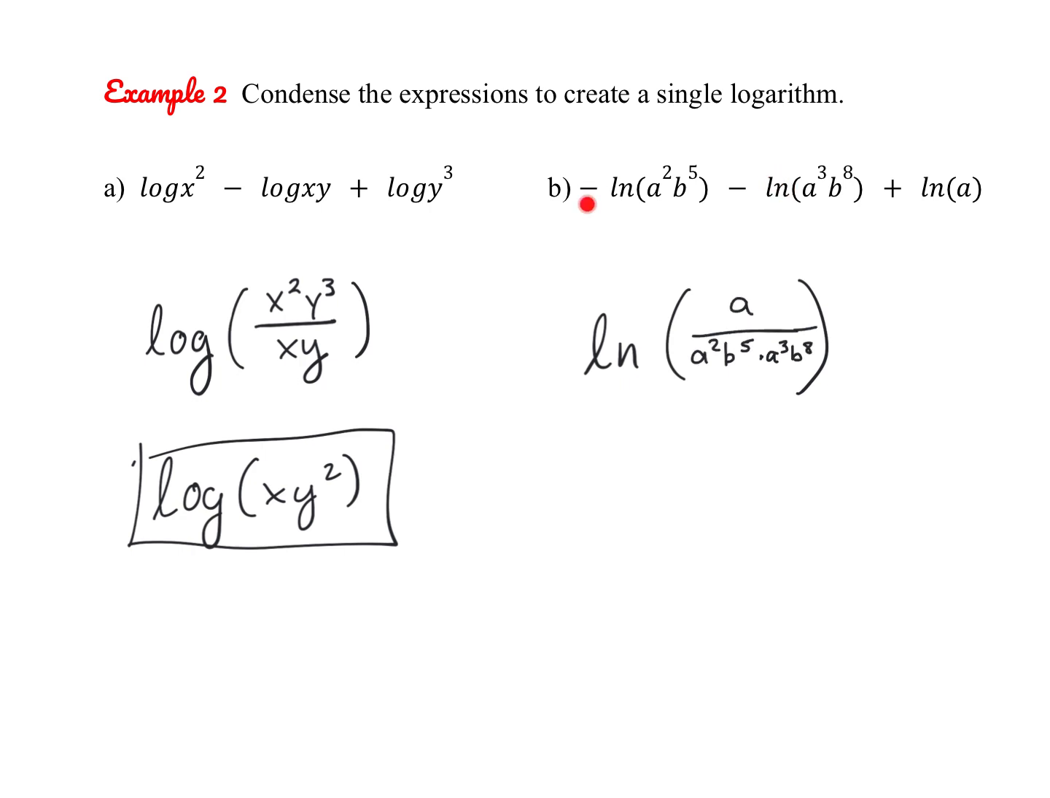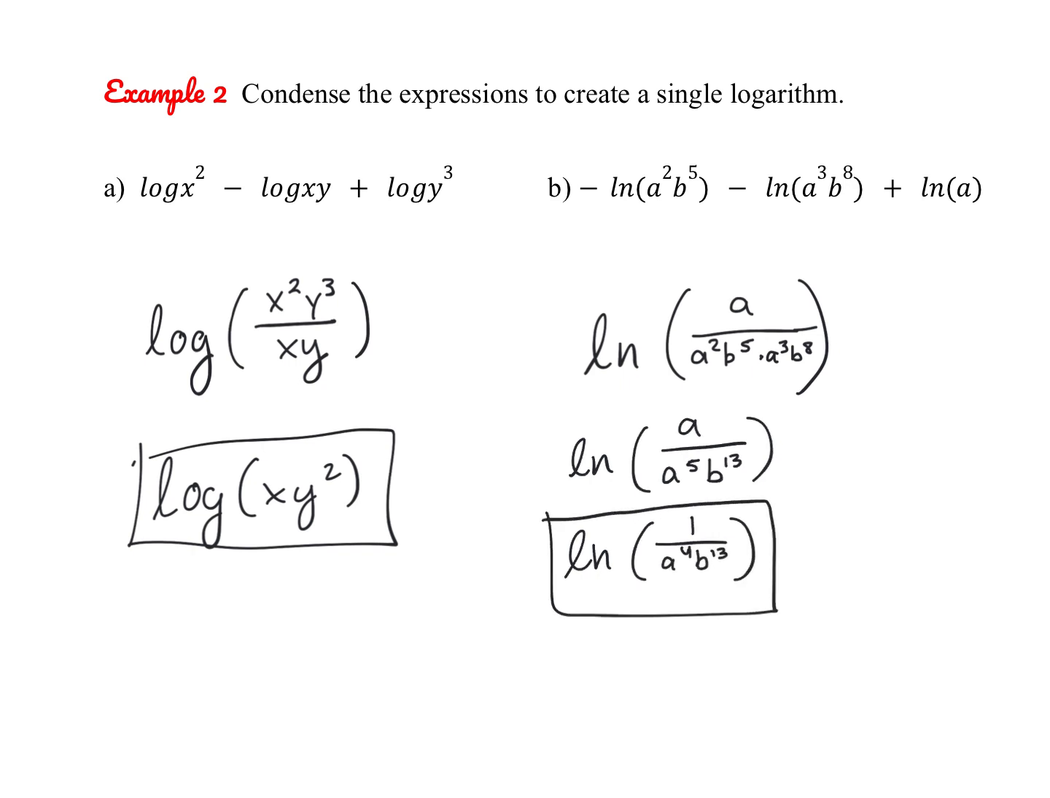So both of those are negative logarithms, so it's essentially like using the quotient property for both. Now we can simplify what's going on here. So we have a over a to the 5th times b to the 13th. And we can leave this as 1 over a to the 4th, b to the 13th. And there you have it.